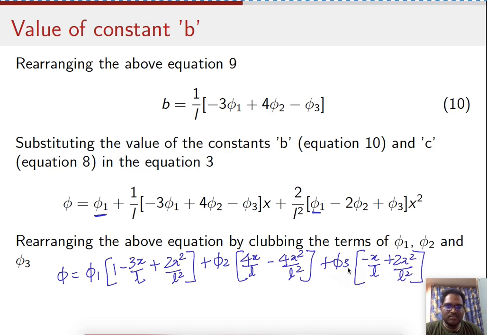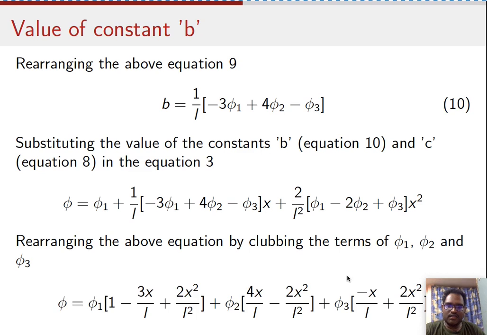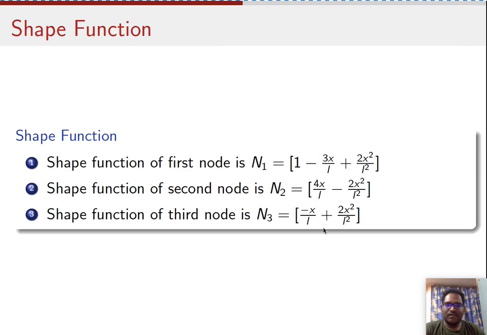So keeping all these into consideration, this entire term is the shape function for the first node, this entire term is the shape function for the second node, and this particular entire term is the shape function for node number 3. Okay, so this again you can find over here in the next step. As shown in the previous few steps, I've just typed it out. So we have clubbed all the phi 1 terms, phi 2 terms and phi 3 terms as a whole. Now we have found out what is the shape function of the first, second and third node respectively.